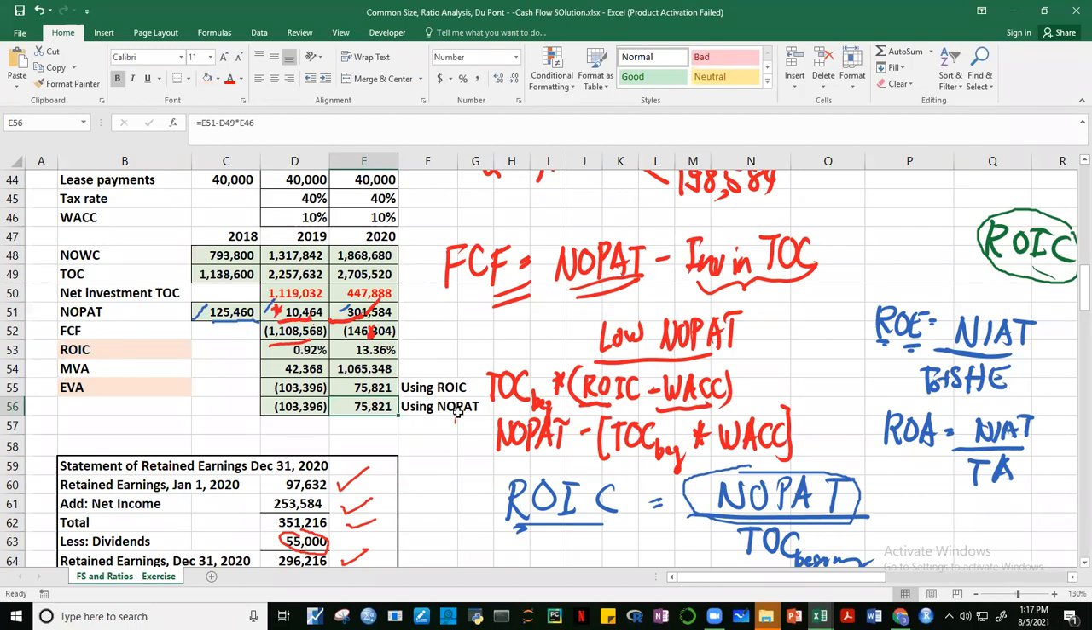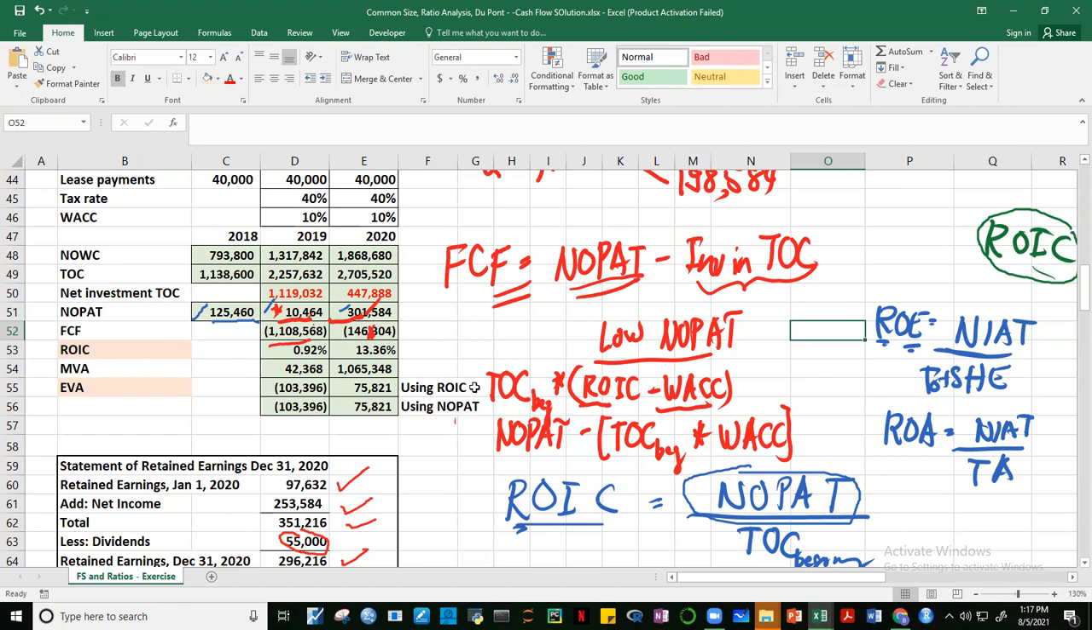Okay. So that's the NOPAT way. No? Then we have the ROIC way. Si ROIC way naman, we also make use of TOC at saka yung WACC. Dito guys, gumamit din tayo ng TOC at saka WACC. So pareho tayong gumagamit dito ng total operating capital beginning at saka sa WACC. Ang kaibahan lang dito sa using ROIC, as the name suggests, ang gagamitin natin ROIC. Dito ang gagamitin natin NOPAT. But the concept is the same, the result should be the same.